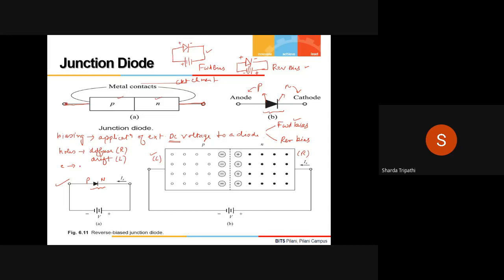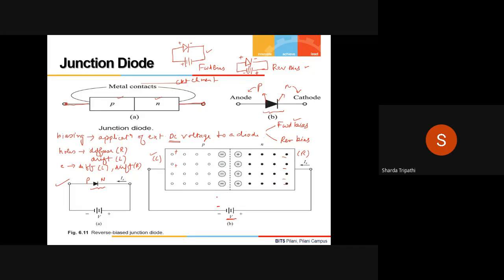Similarly, my electrons have the tendency to diffuse to the left side and drift towards the right side. Now, when this PN junction is connected across the battery in this fashion, all these are holes, and we know that holes have positive charge. And here this is the negative of the battery, so this is the negative charge. This negative of the battery attracts this positive charge. Similarly, over here, the positive of the battery attracts the negative charge on the electrons.